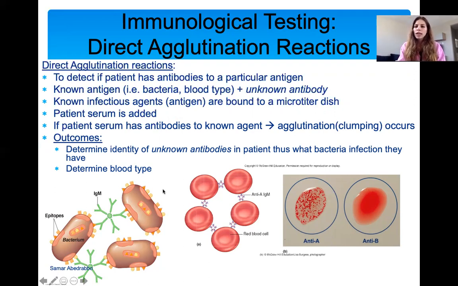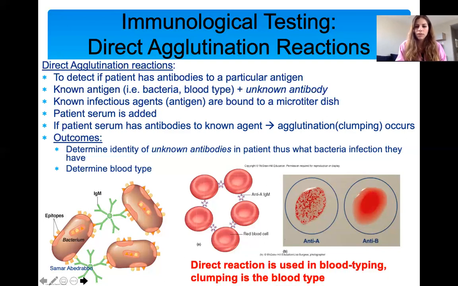We also use direct agglutination reactions with blood, so blood antibodies and antigens. Remember, when antibody and antigen bind to each other, you see clumping. This is how we determine someone's blood type. You take their blood and mix it with different antigens, and whenever you see clumping is where you can tell the blood type. So direct reactions are used in blood typing, and clumping indicates a blood type.